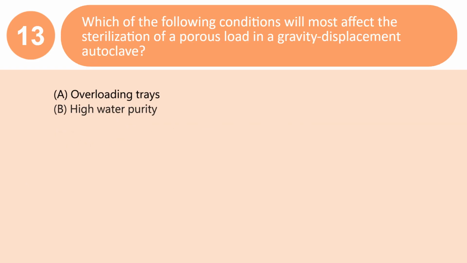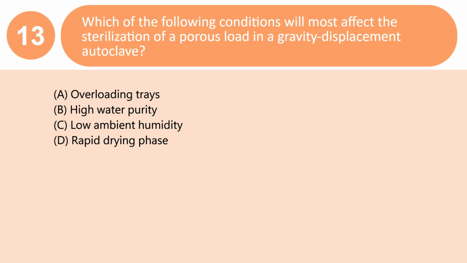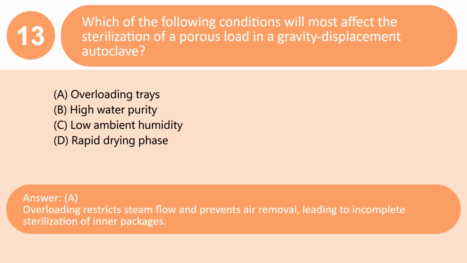Which of the following conditions will most affect the sterilization of a porous load in a gravity displacement autoclave? A. Overloading trays. B. High water purity. C. Low ambient humidity. D. Rapid drying phase. Answer: A. Overloading restricts steam flow and prevents air removal, leading to incomplete sterilization of inner packages.